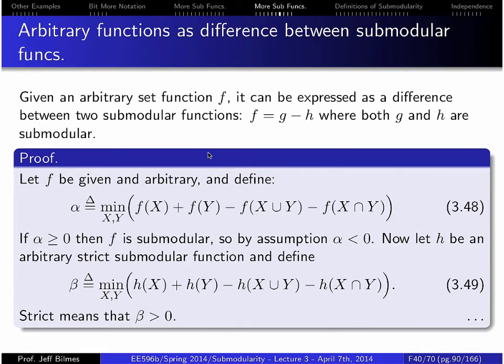Now let's let h be an arbitrary strict submodular function. And by strict, I'll define it. Strict is defined by the value of beta. Beta is defined as the same thing. We're taking this minimum over x and y of the same submodular inequality.